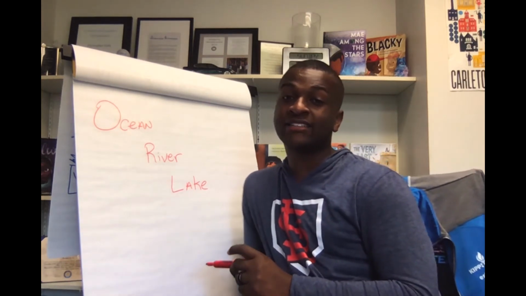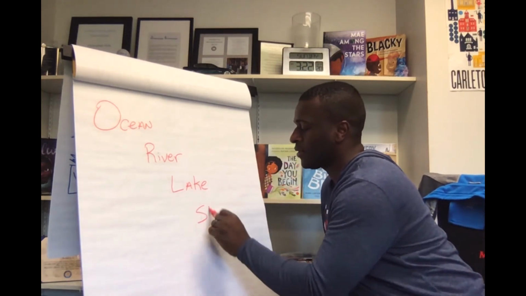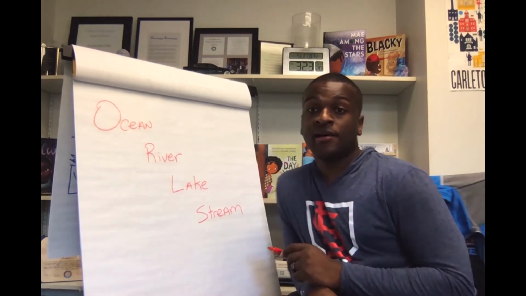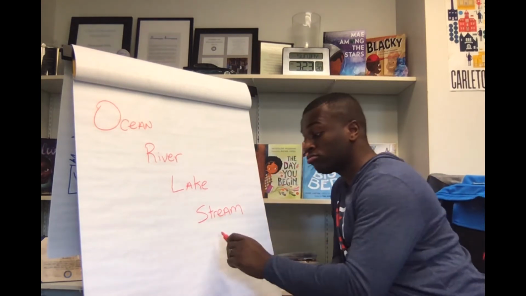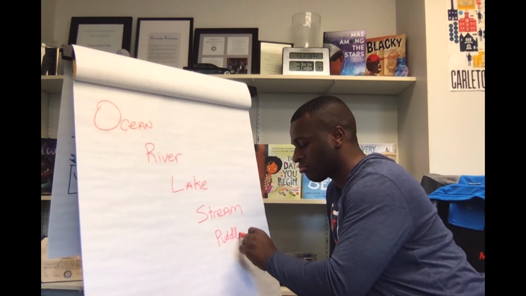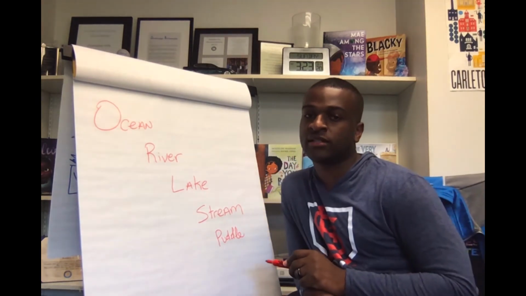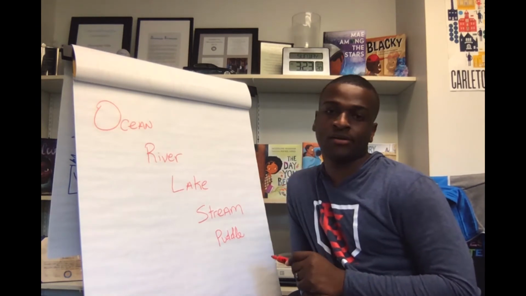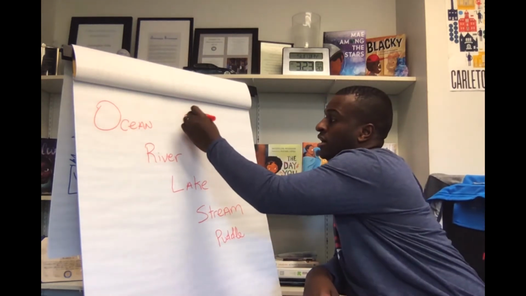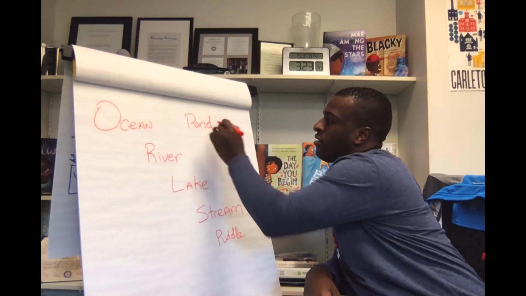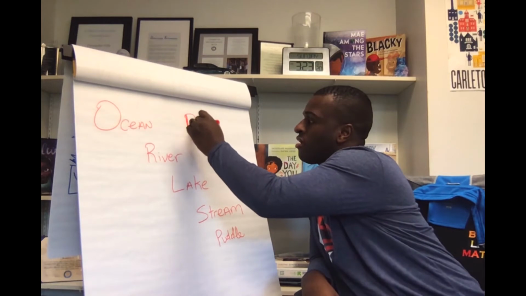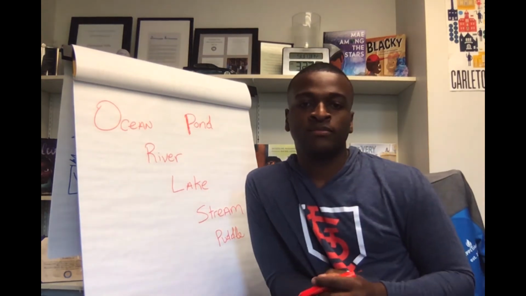Another one is a stream. Another one is a puddle, just a small little puddle. Sometimes those form after it rains, whether on the street, in the playground. It's a puddle. Another one that comes to mind is a pond. Ponds are nice to go swimming in, but also nice to go fishing in. Some of you probably have been fishing before.